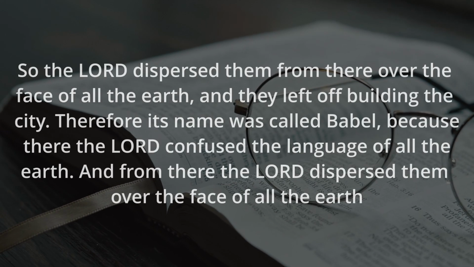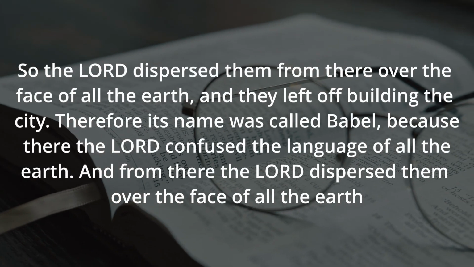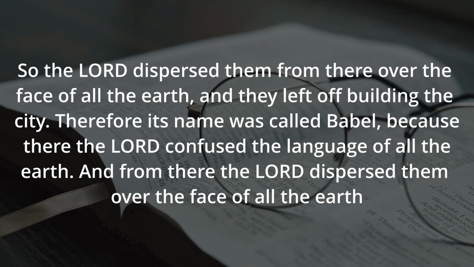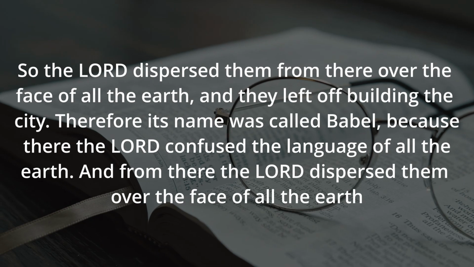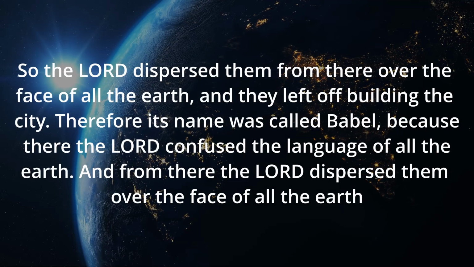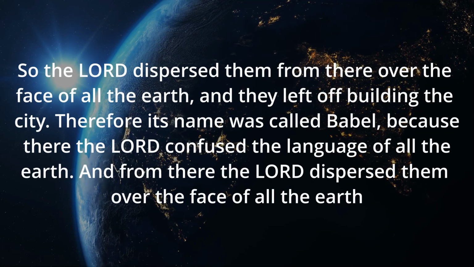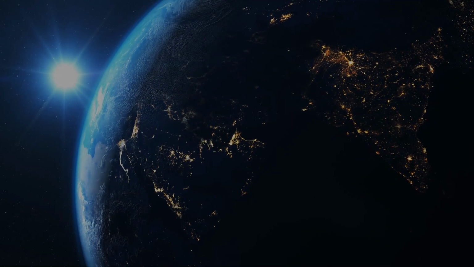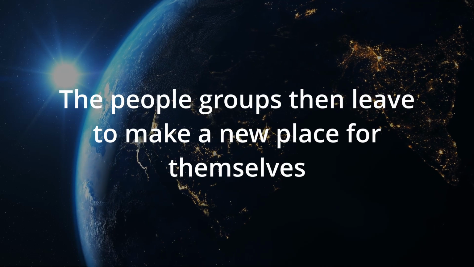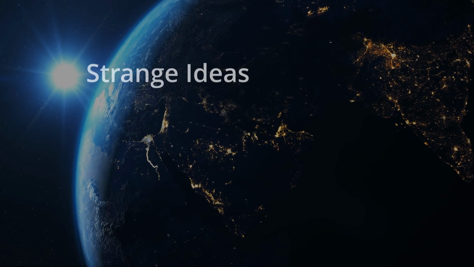Verses 8 and 9. So the Lord dispersed them from there over the face of all the earth, and they left off building the city. Therefore its name was called Babel, because there the Lord confused the language of all the earth. And from there the Lord dispersed them over the face of all the earth. God confuses the language of all the people, and they leave the tower to go find their own lands to reside in. So that's the story. It's short, but telling in many ways.